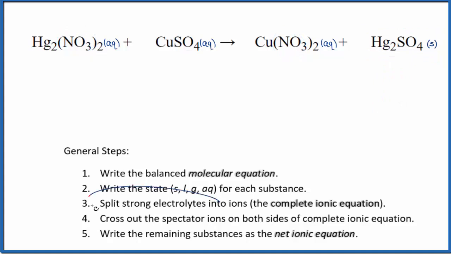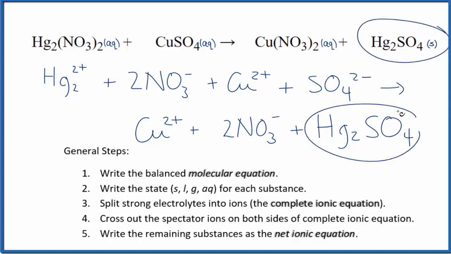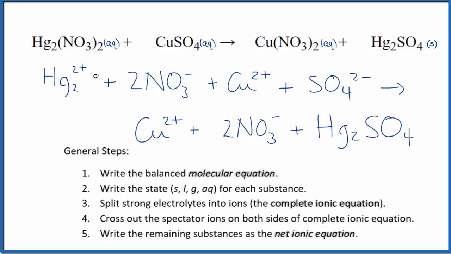Next, we're going to split the strong electrolytes into their ions. That's going to be the complete ionic equation. And that looks like this. So note that we didn't split the solid apart here. Also note that this mercury(I) ion is a bit strange. It's written Hg2 2+. So each mercury does have a charge of 1+, but this is kind of like a polyatomic ion. It's always going to be Hg2 2+ when you're talking about mercury(I).